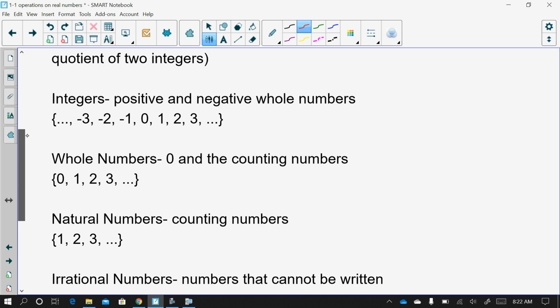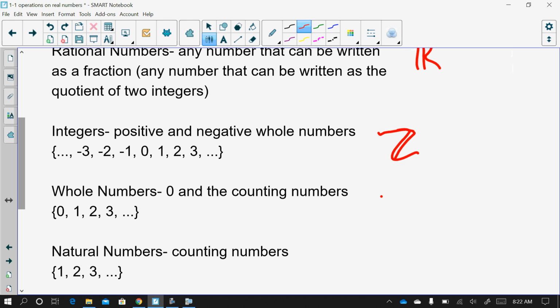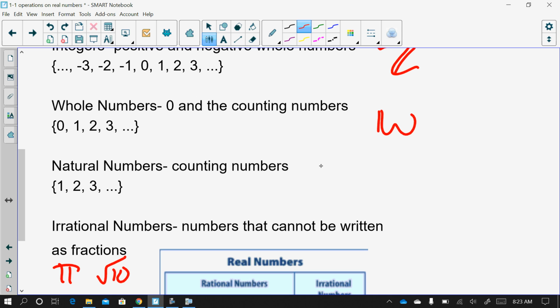With these, I often will do some shorthand. Mathematicians use a lot of shorthand when they're taking notes. So the rational numbers often are denoted by Q. The integers are often denoted as Z. Whole numbers are W, and the natural numbers are N. We really don't say anything about the irrational numbers.